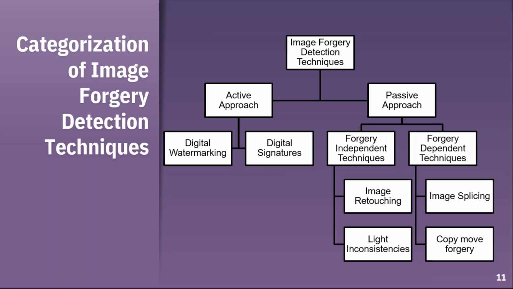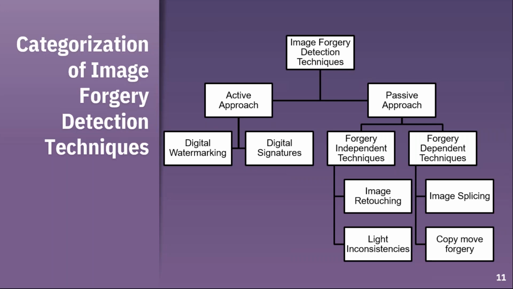So what is the difference between the active approach and the passive approach? The active approach is used when you are the owner of the image, for example a photographer who has an album of images and a website where he shares them, and he wants to protect his own images so that no one else can copy, modify and share them under their name. So he adds a digital watermark or a digital signature to protect that particular image.